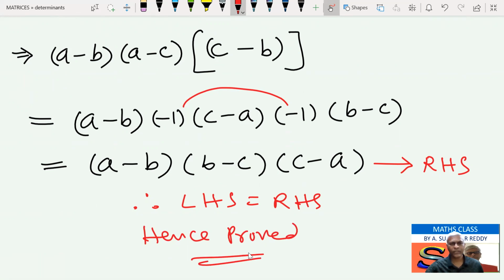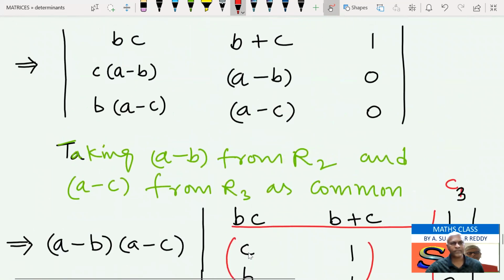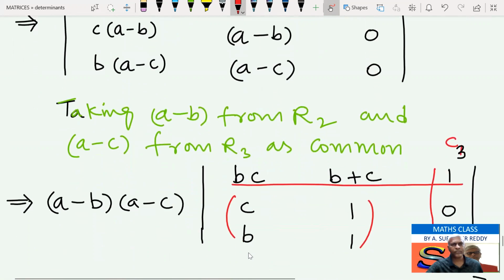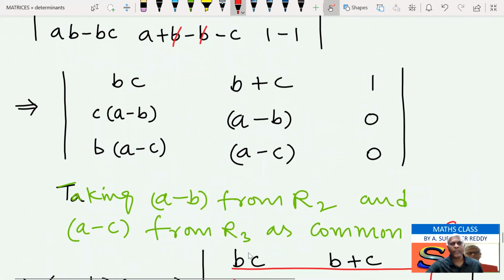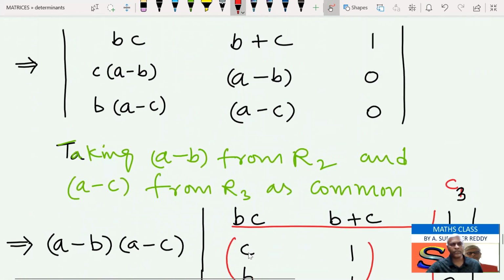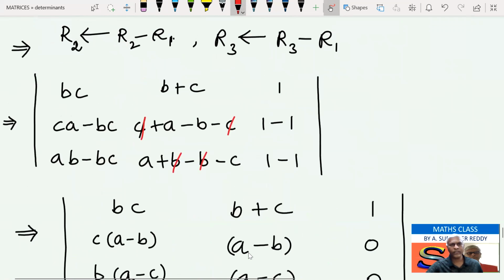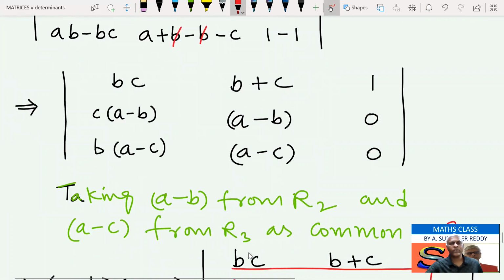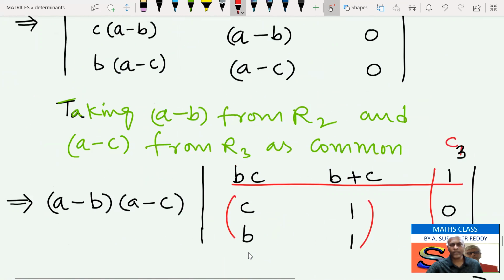So these are the 7 marks questions, long questions, on determinants using transformations. In the last class, I explained the properties of determinants. So we are using row transformations to simplify the given determinant so that it will be easy for us to prove the required result.